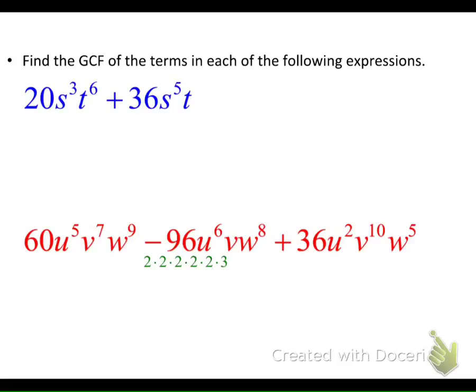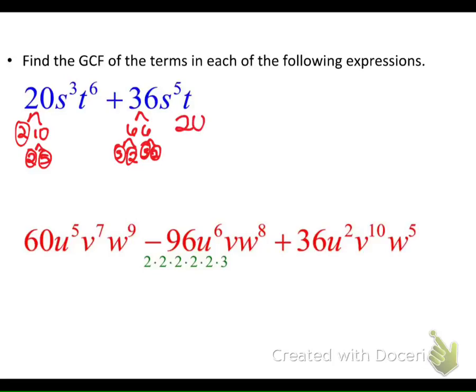All right. We're finding the greatest common factor of the terms in each of the following expressions. Two numbers that multiply together to get 20. 2 and 10. Thank you. 2 and 5. Circle those. Two numbers that multiply together to get 36. Elizabeth. 6 and 6. Good. And for the 6 and 6, it's 2 times 3.